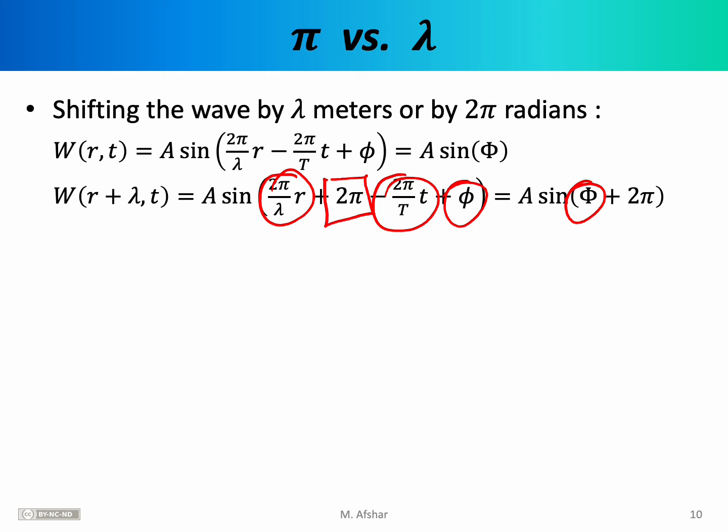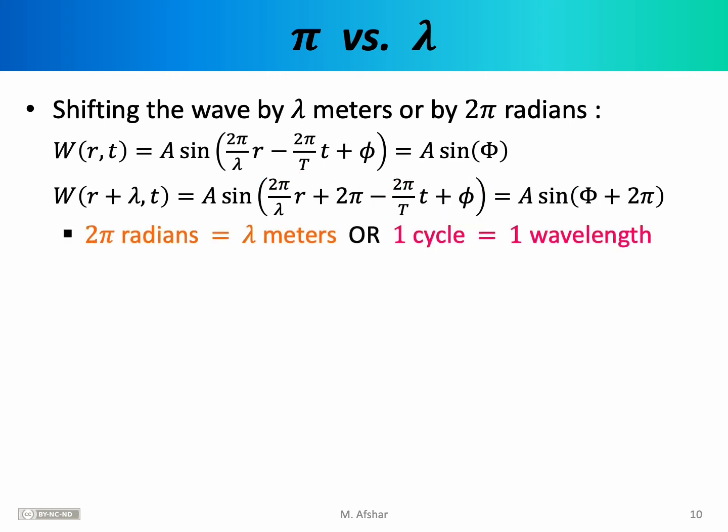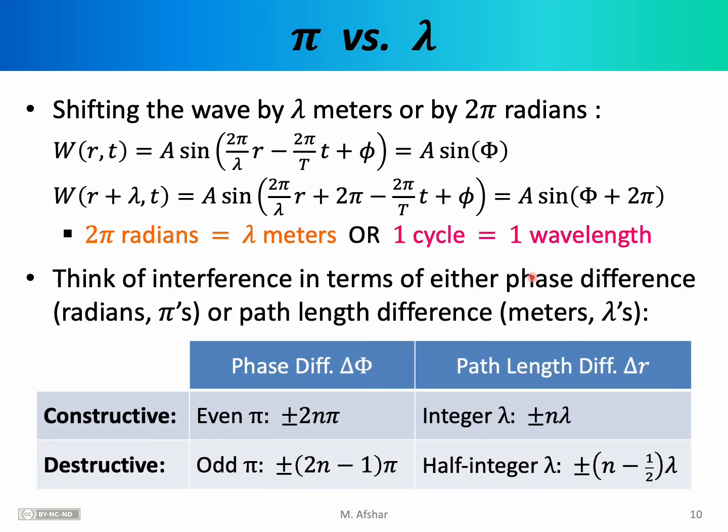This is ultimately the root of the confusion between pi and lambda. You're basically choosing to talk about radians or meters. You're choosing to talk about pi's or lambdas. They're related, but they're not exactly the same thing. Another way to say the same thing is to say that 2 pi radians is basically lambda meters as far as waves are concerned, or 1 cycle is equal to 1 wavelength.